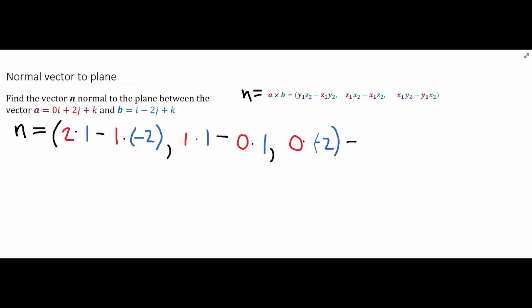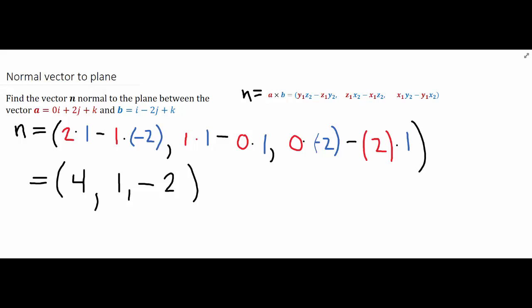minus y1, which is 2, times 1. So if we simplify this out, we get 4, 1, negative 2. Now here we have a vector that's normal to the plane created between the vectors a and b.